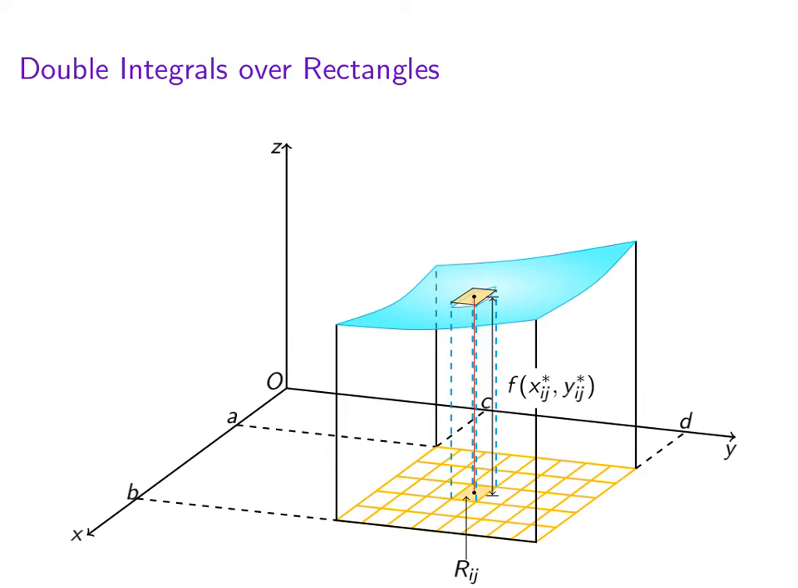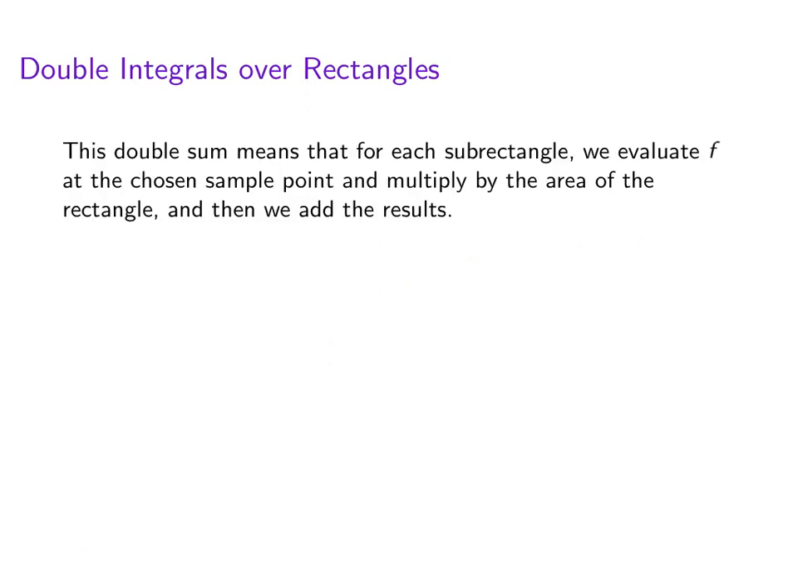This picture here shows you the volume of one column. You have to imagine that there's a whole bunch of these. This is one column over one subrectangle, and then there's a bunch of these columns. The top is flat because we're making this into a tall, thin, rectangular box. So the double sum means that for every rectangle, we evaluate f at the chosen sample point, and then we multiply by the area of the rectangle, and we add up the results.